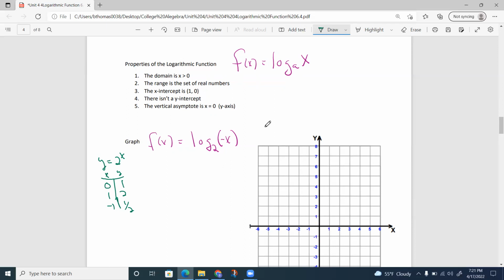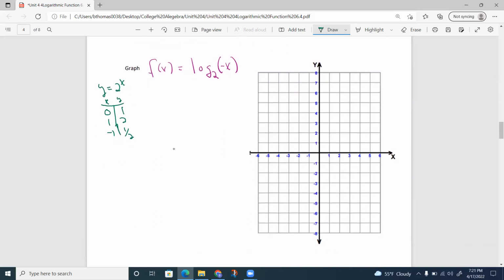Now remember, to find its inverse, the rows of x and y have to switch. So this becomes x equals 2 to the y. To solve for y, we can put this in logarithmic form, which would be y equals the log of x base 2. So if I want to graph the parent function, the logarithmic function, the rows of the x's and y's have to switch. So this becomes (1, 0), (1, 2), and (-1, 1/2).